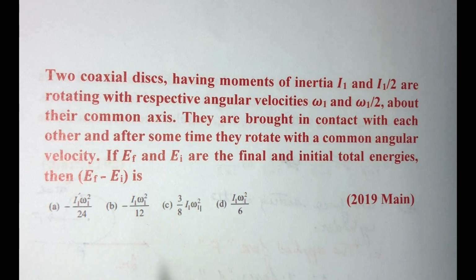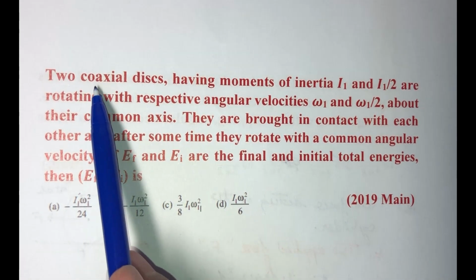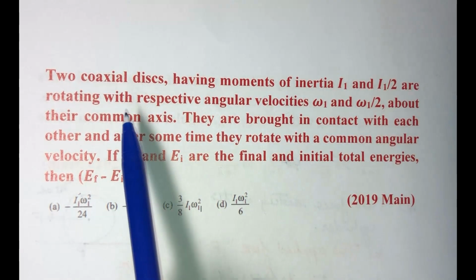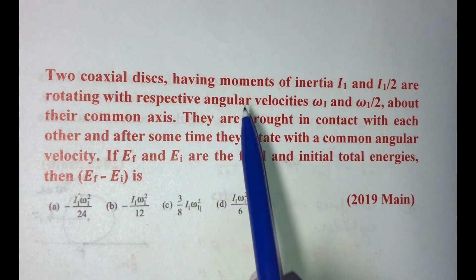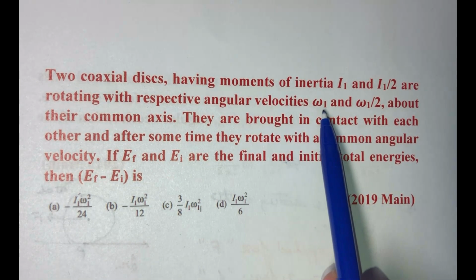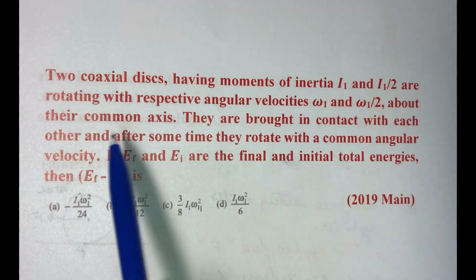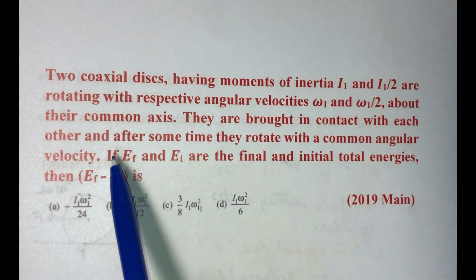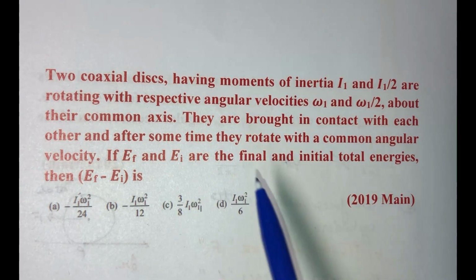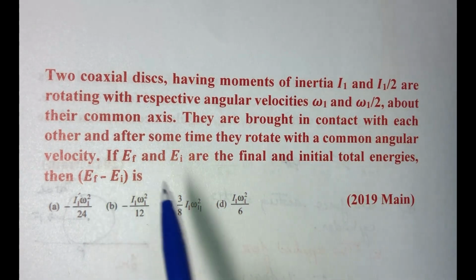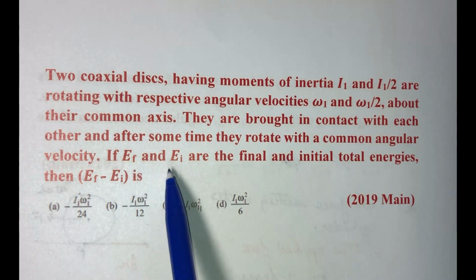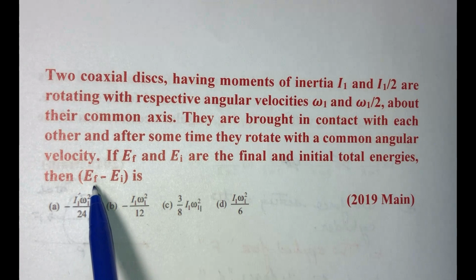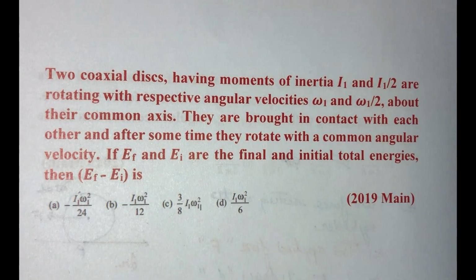Hello friends, today's question: two coaxial disks having moment of inertia I1 and I1 by 2 are rotating respectively with angular velocity omega 1 and omega 1 by 2 about their common axis. They are brought in contact with each other after some time. They rotate with common angular velocity. If EF and EI are final and initial total energies, then EF minus EI is.